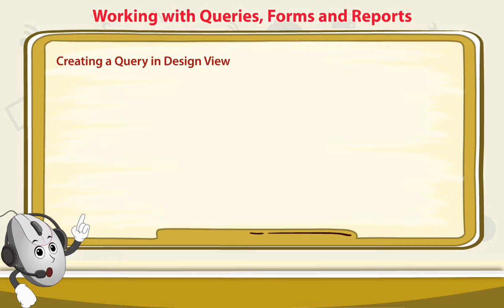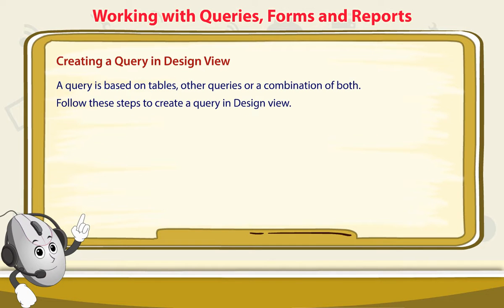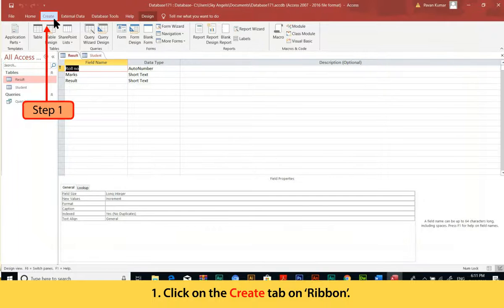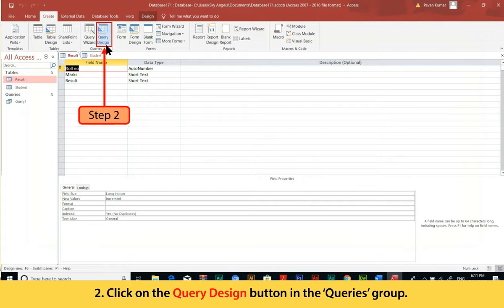Creating a query in Design view. A query is based on tables, other queries, or a combination of both. Follow these steps to create a query in Design view. 1. Click on the Create tab on the Ribbon. 2. Click on the Query Design button in the Queries group.